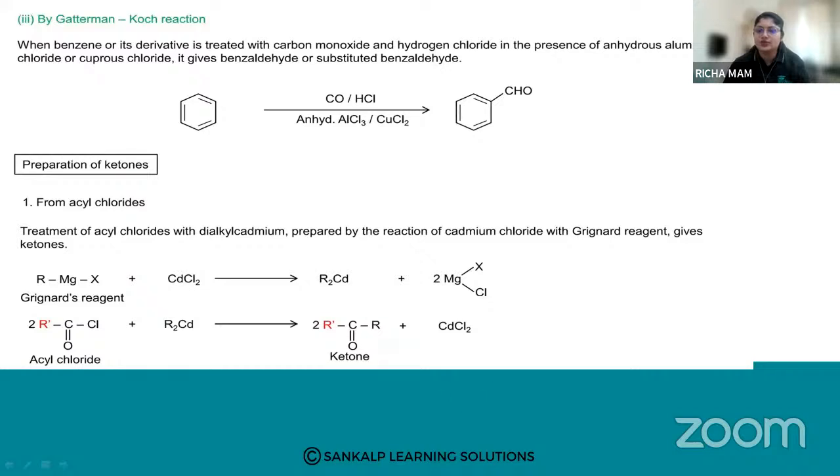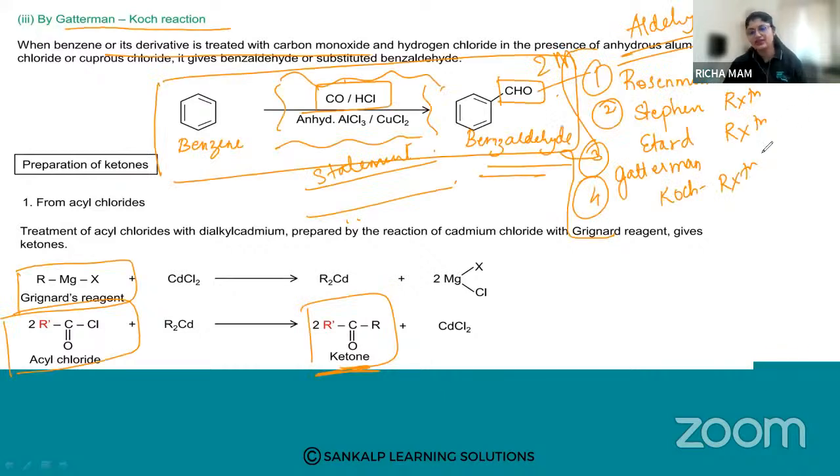So I want you all to practice these name reactions: Rosenmund reduction, Stephen reaction, Etard reaction, and Gattermann-Koch reaction. These four name reactions you have to practice today and come back tomorrow. Tomorrow we are going to discuss the preparation of ketones. We have seen general methods of preparation, in which we can prepare both aldehydes as well as ketones.